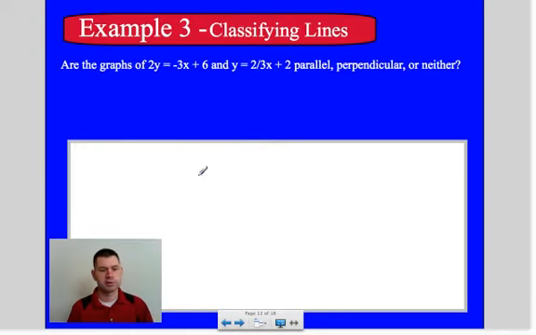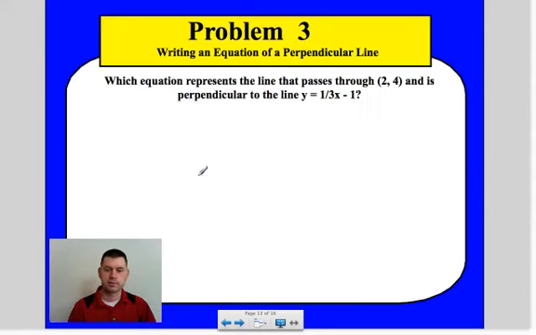Okay, so example 3 here, you have 2y equals negative 3x plus 6 and y equals 2/3 x plus 2. Is that parallel, perpendicular, or neither? Again, parallel means same slope, perpendicular means opposite reciprocal, and neither means that it's just different slopes, or it has the same slope and same y-intercept. That would mean they cross right on top of each other.